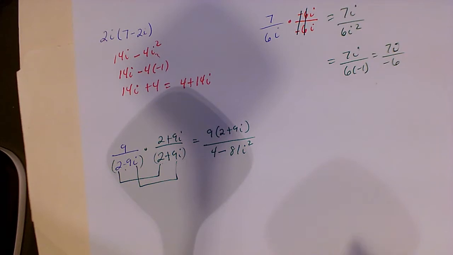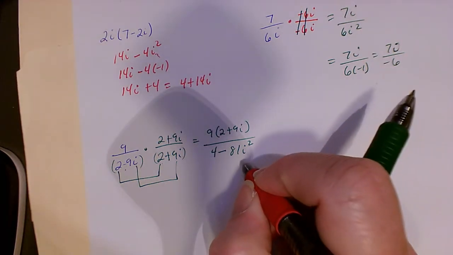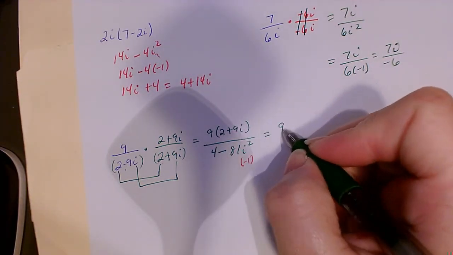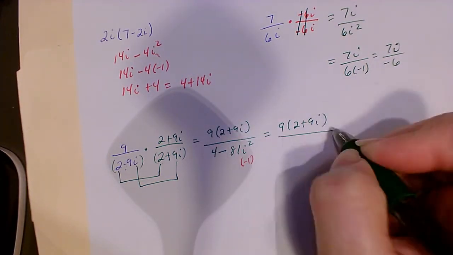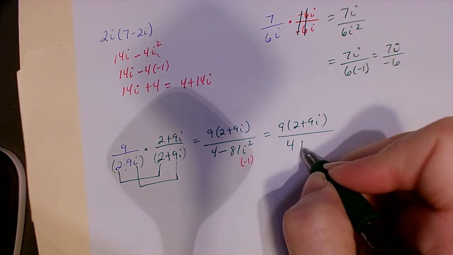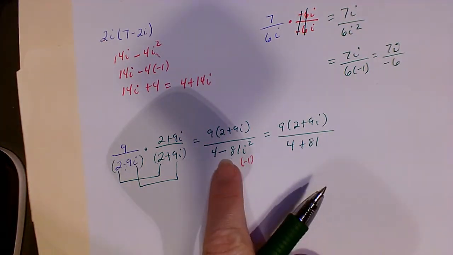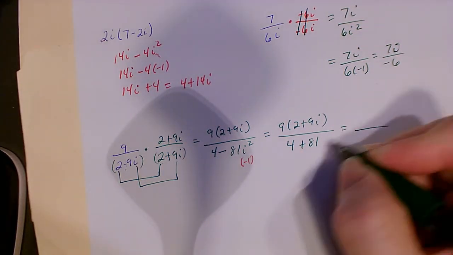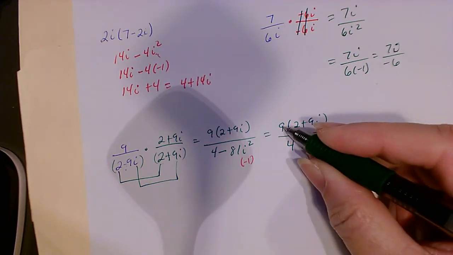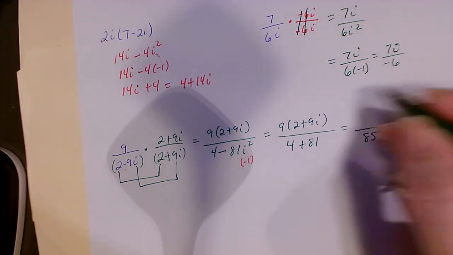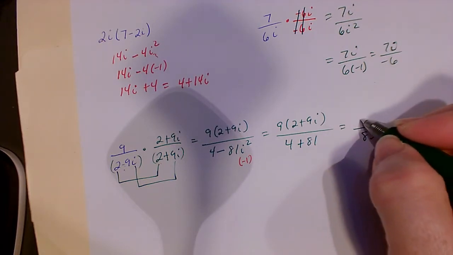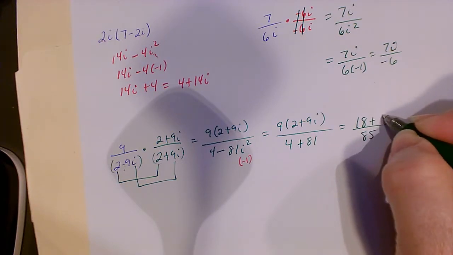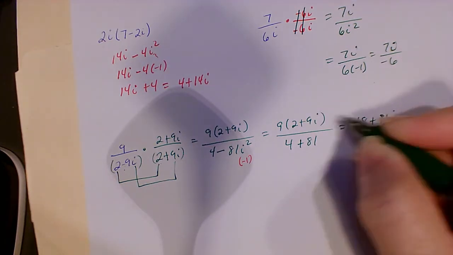Now we know, because we've already done this a few times, that our i squared is actually equal to negative 1. So this will be 9 times 2 plus 9i over 4 plus 81, because negative times a negative will get us a positive 81. So on the bottom, we're going to get 85. 85 will not reduce with the 9, so we'll go ahead and multiply our top. So 9 times 2 is going to get us 18, and 9 times 9 is 81 times our i.